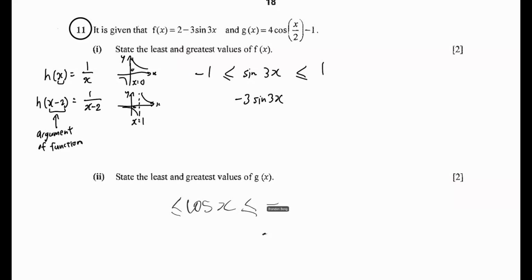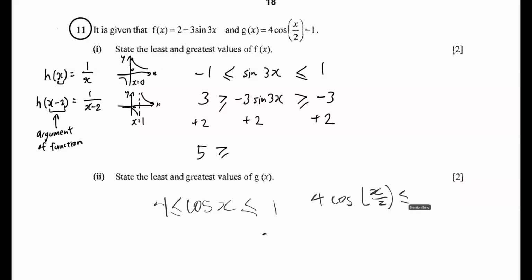What happens to your inequalities when you times negative? Flip it around. Then times negative 3, so this becomes minus 3, this becomes positive 3. And after that, you add 2 to all three sides of the inequality, and you end up with 5 is more than or equal to 2 minus 3 sine 3x, which is more than or equal to negative 1. So this is the minimum, that's the maximum.